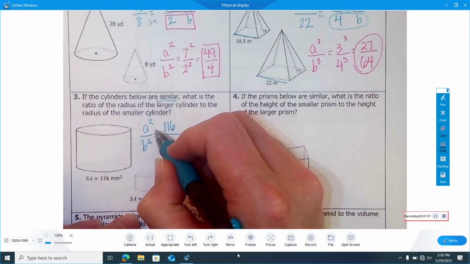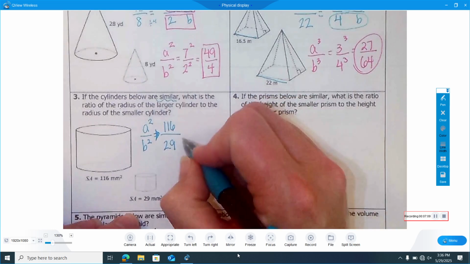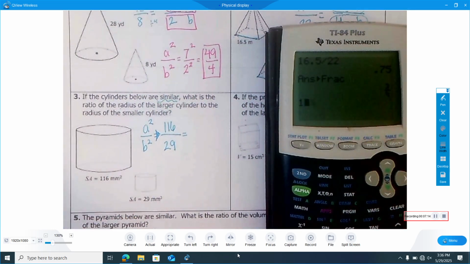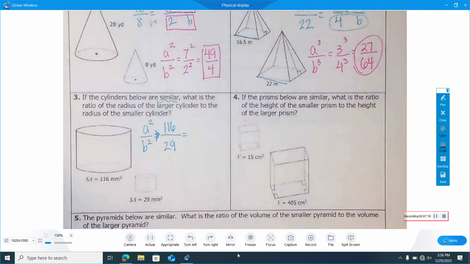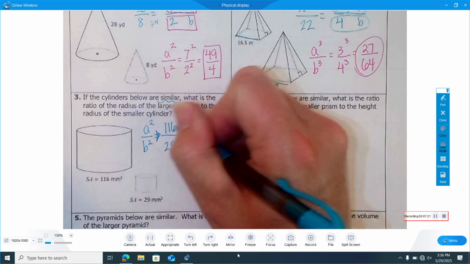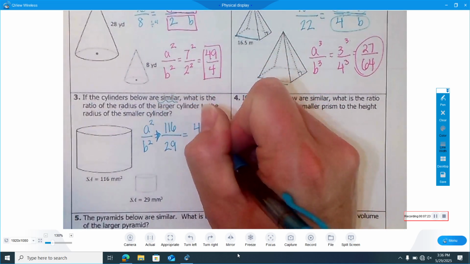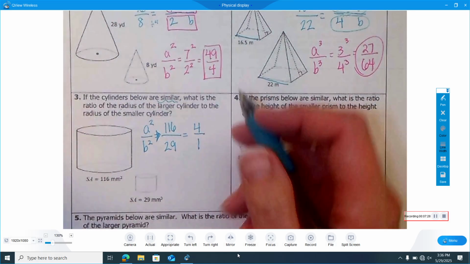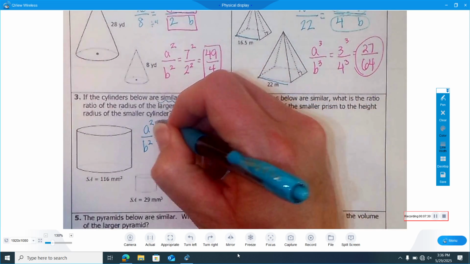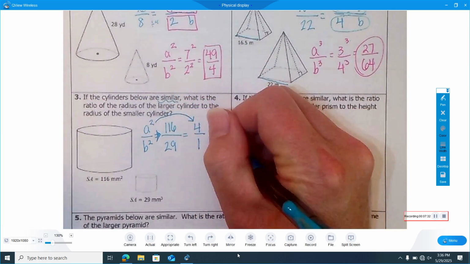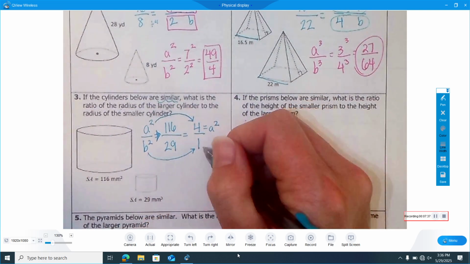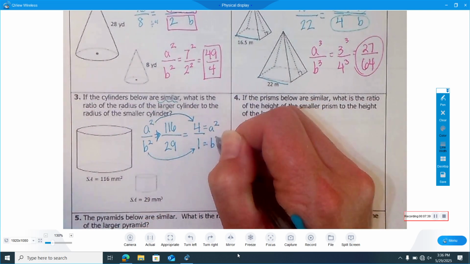Again, I want to reduce, I'm going to use an arrow, not an equal sign. I want to reduce this fraction, and boy, is that ugly. I have no idea what 116 over 29 is. Oh, it turns out to be 4. Divided evenly. How about that? So 116 divided by 29 is 4. So it becomes 4 over 1, if you will. This is telling me that A squared is equal to 4 and B squared is equal to 1.